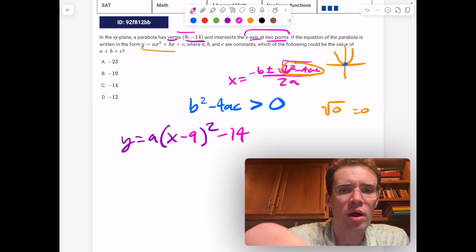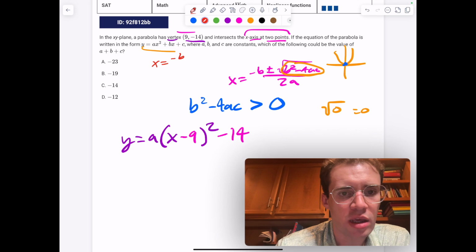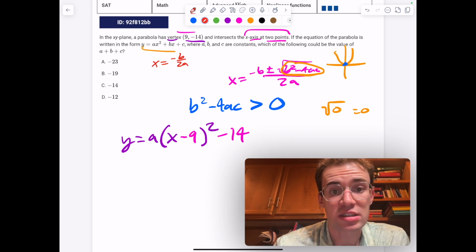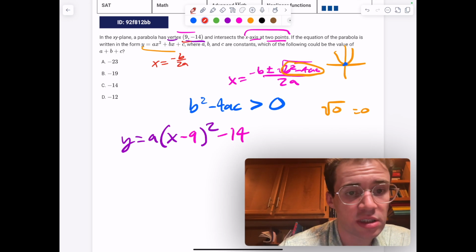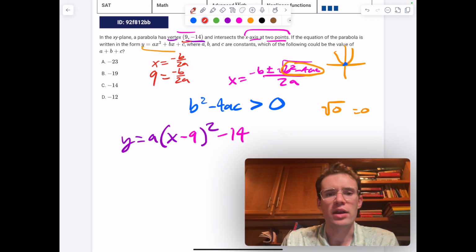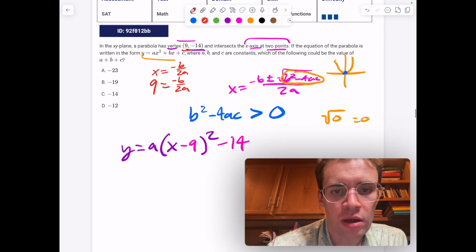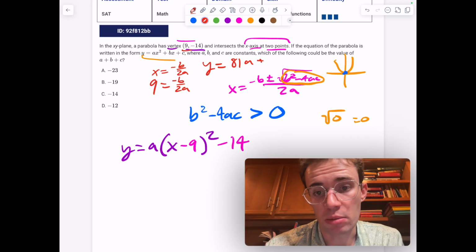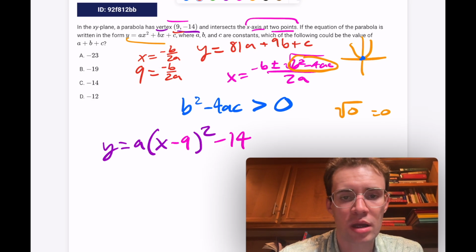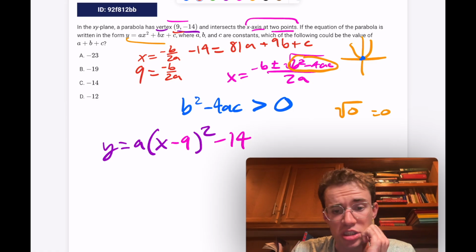We could also do, well, our axis of symmetry would be x equals negative b over 2a, and the axis of symmetry passes through the vertex. So you'd say 9 is equal to negative b over 2a, which could potentially help us as well. And then you could even plug that value 9 into this function. We could say y equals a times 9 squared, so 81a, plus b times 9, plus c, and that would give you an output of negative 14. So those are other equations that you could use.